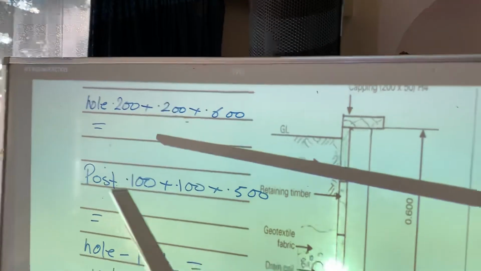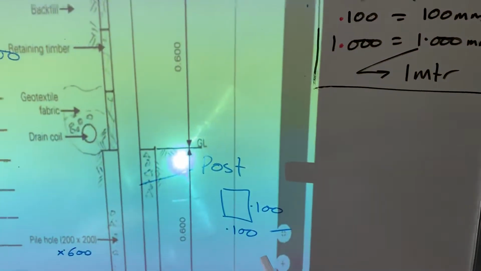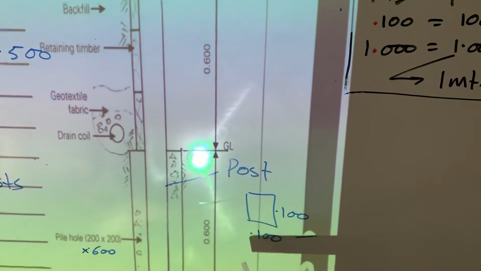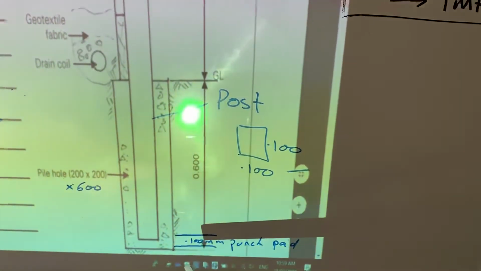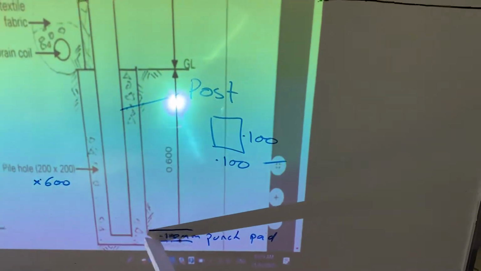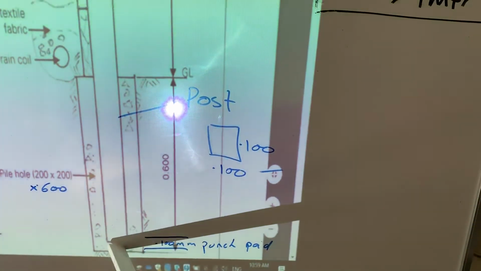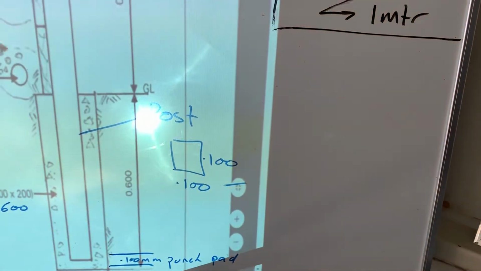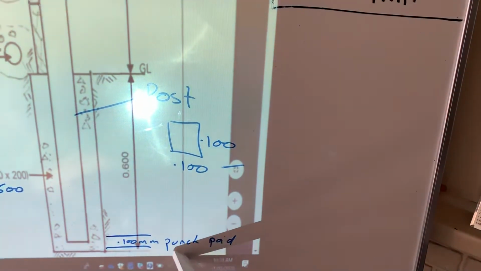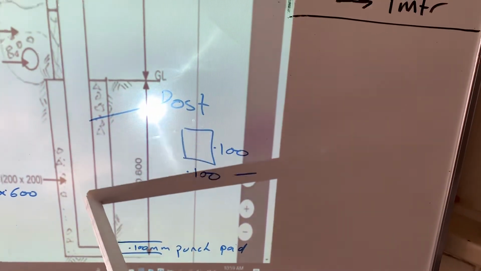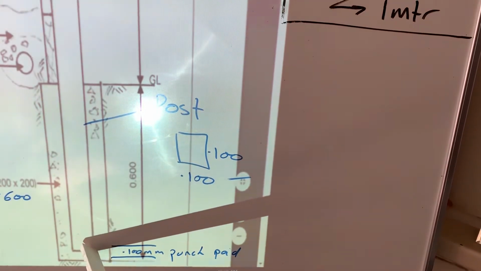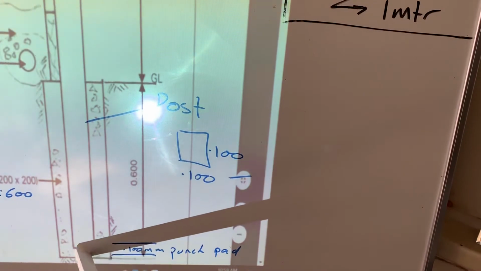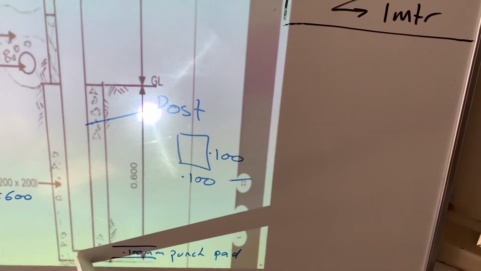Now, your post is also square, and it's 100 by 100. The other thing you've got to be mindful of, and I've talked about this in a different video, is that at the bottom of the post, there's a gap between the bottom of the post and the bottom of the hole. That is 100 mils, and we call that a punch pad. The reason it's called a punch pad is if there's any weight that comes on that post, it doesn't punch into the ground at the bottom of the hole. So that acts like a load bearing or weight bearing.